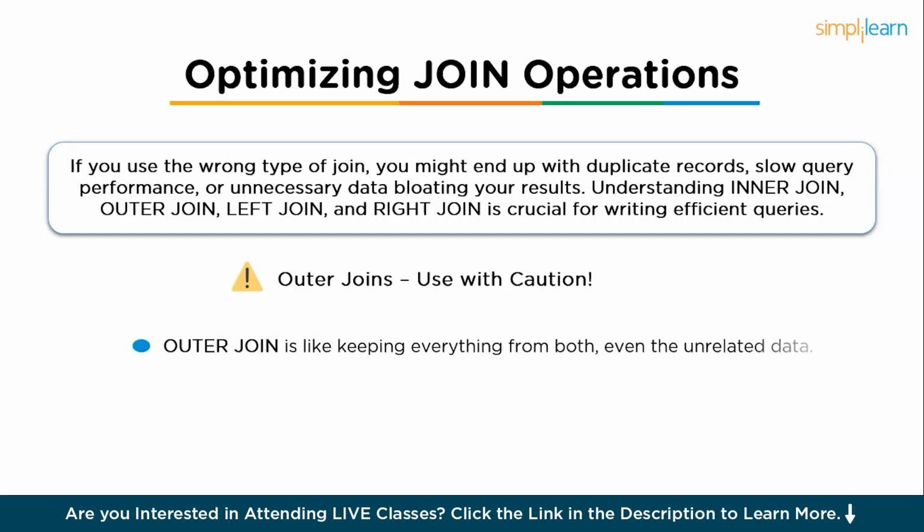First of all, you should use outer joins with caution. Think of an outer join like dumping the contents of two spreadsheets into one, keeping everything from both, even the unrelated data. Sure, it might sound useful, but it can create duplicates and bloat your dataset unnecessarily. Unless you have a very specific use case, it's best to avoid outer joins and stick to more optimized options.